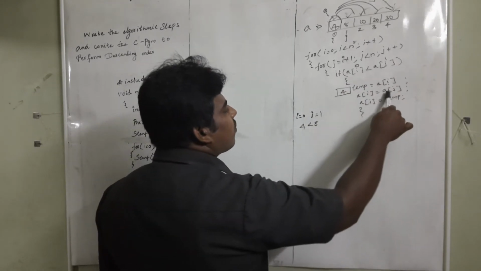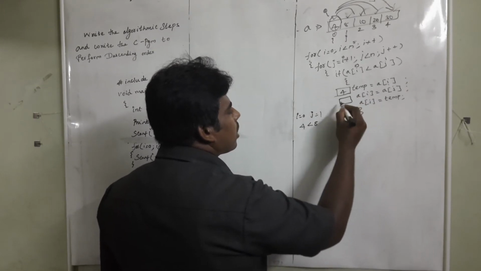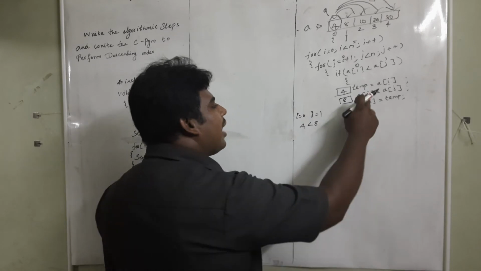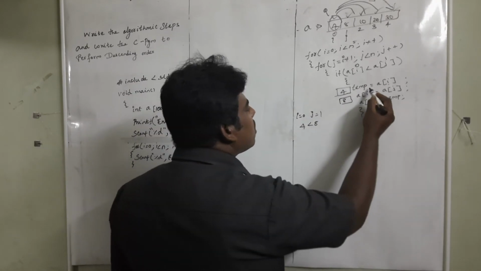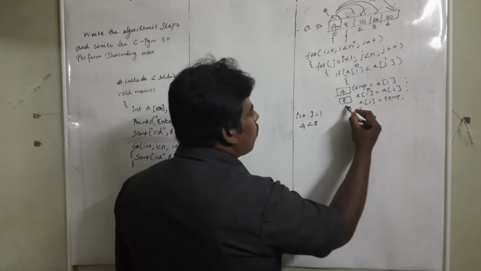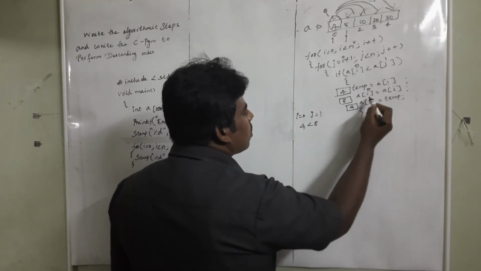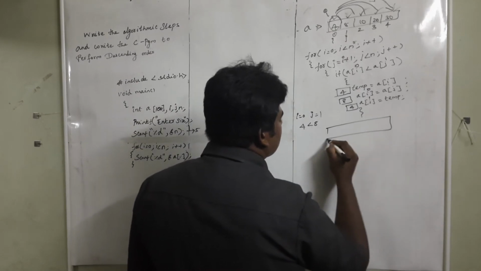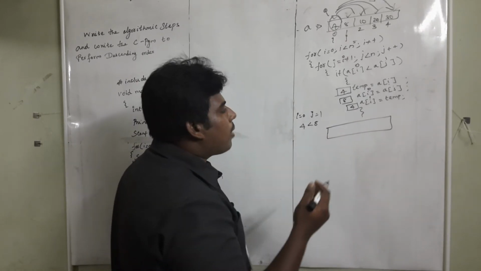Now what is a of j? 8. 8 will be stored in the ith place, that is nothing but the 0th place. Then what is temp? 4. 4 will be stored in the first place, j plus. Now what will happen? The array will be swapped.